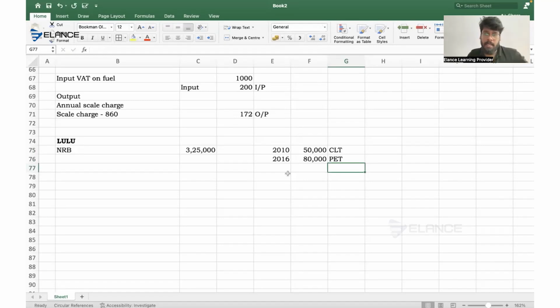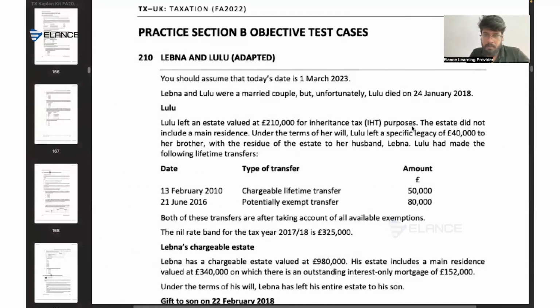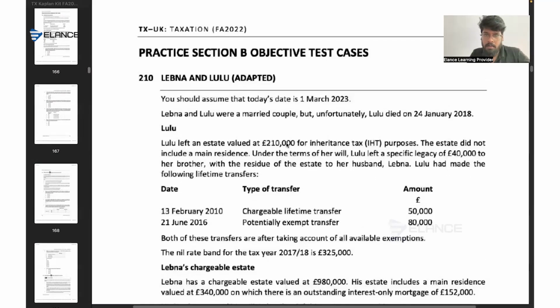Actually in 2016, the PET is initially exempt. At the time of transfer, a PET is entirely exempt, and in 2016 there is no need to use any nil rate band on this PET. And in 2010, the 50,000 was a CLT. A CLT is chargeable on the transfer itself. And the death happened on 24th January 2018.